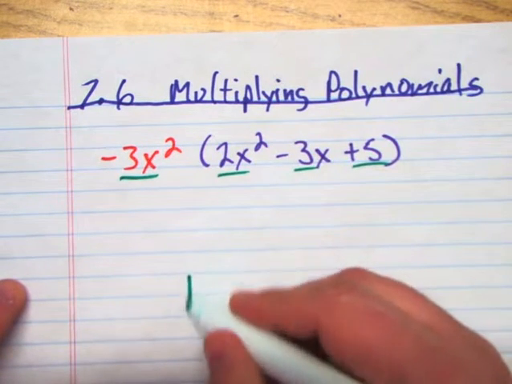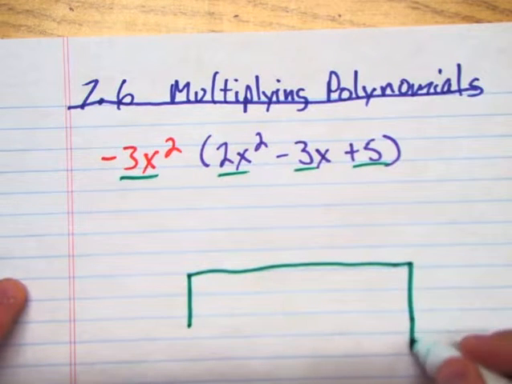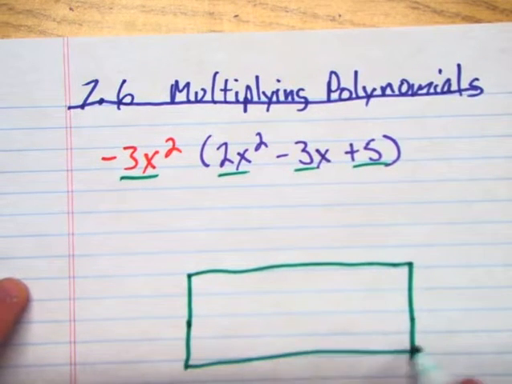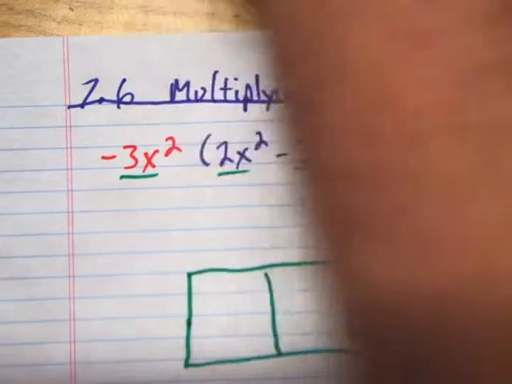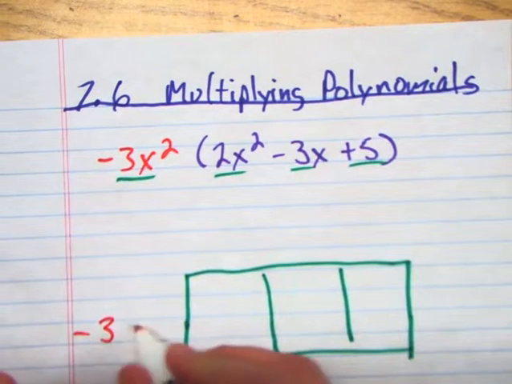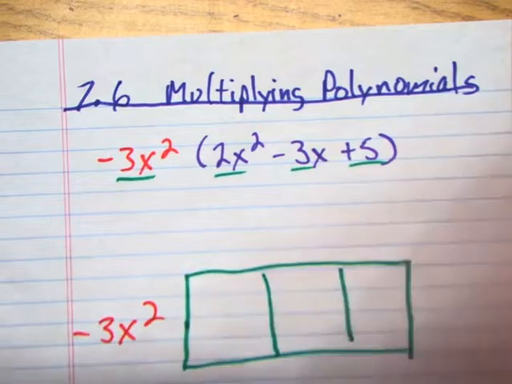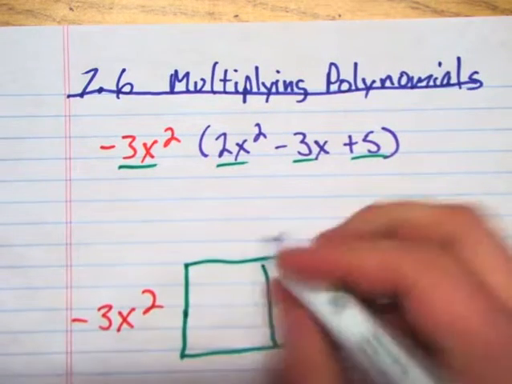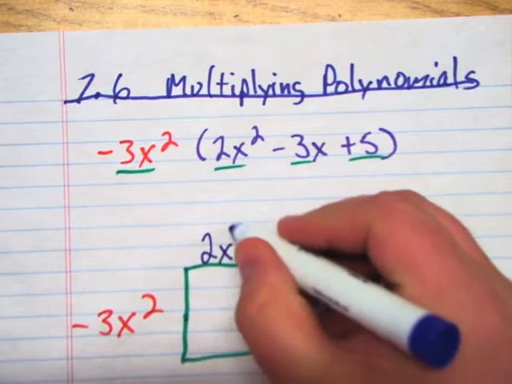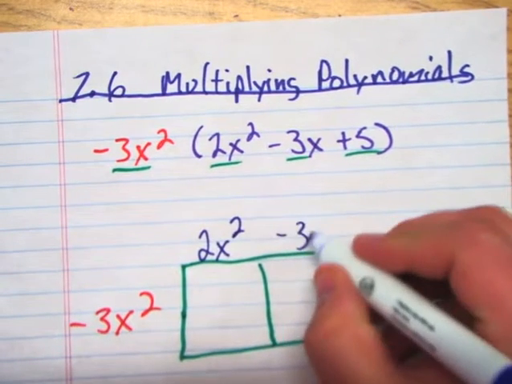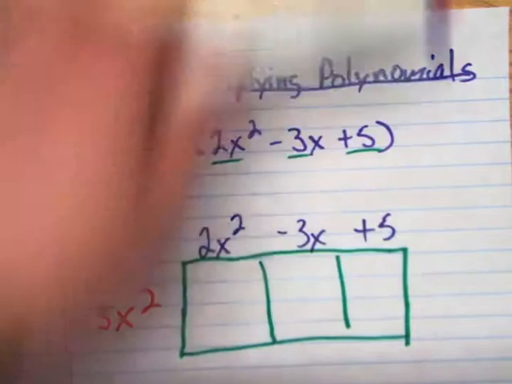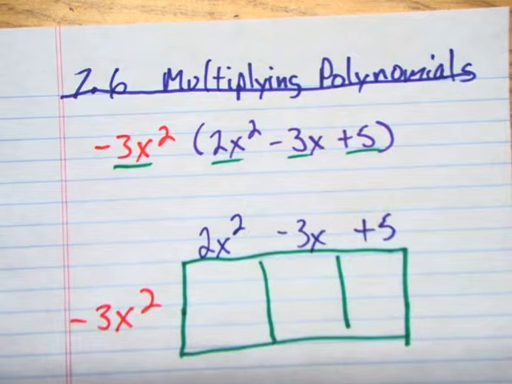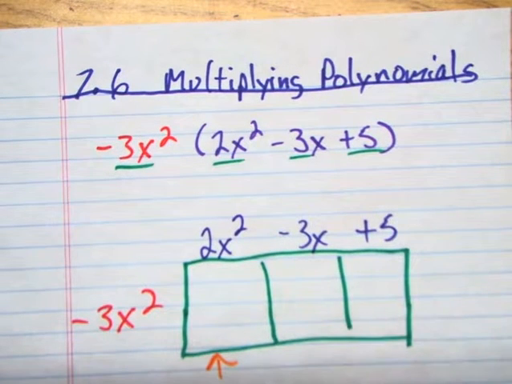So I'm going to say 1. I'm going to draw mine a little big. You don't have to be this big, but I want everybody to see how we do it. I'm going to put my negative 3x squared here, and then each of these terms I'm going to write above here. So this will be a positive 2x squared, right? Negative 3x, and then a positive 5. And so what we're going to do is multiply the row by the column.